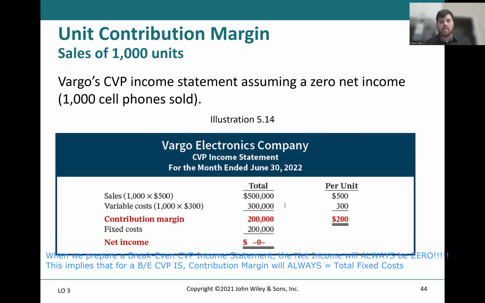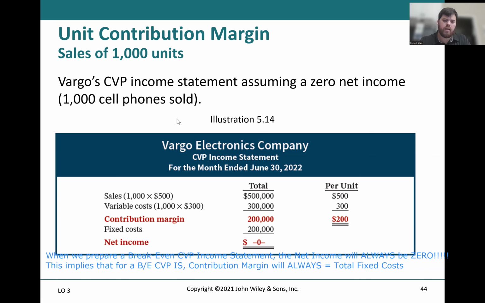So when I'm doing my CVP break-even analysis, that is something I have to keep at the forefront of my mind: in the end, what I should find is my contribution margin better equal my total fixed cost. That is the only way for me to get to net income of 0 on the CVP income statement. Otherwise, I can't do it. Okay, very good.